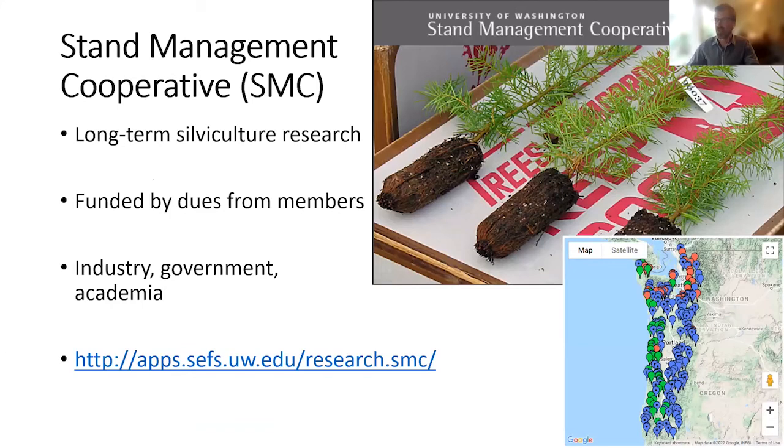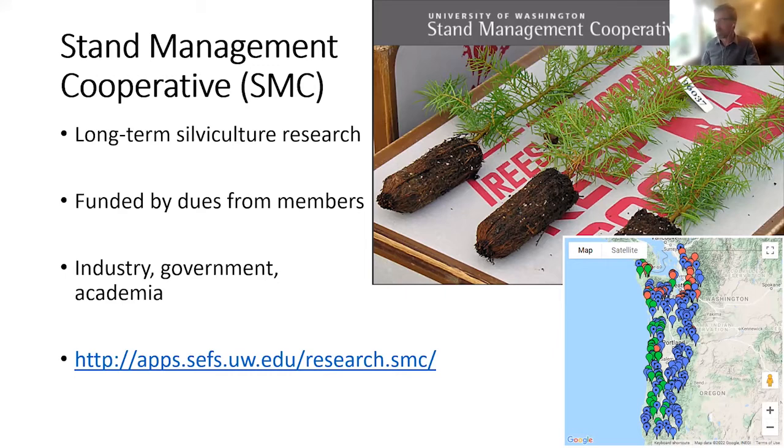Another applied example, the Stand Management Cooperative, is through the University of Washington. This is a long-term silviculture research project. It's been going for multiple decades now. And it's got a different structure than all of the other ones I'm talking about here, in that it is funded by dues that are paid by members. So you've got a lot of industry, you've got government agencies involved, and you've got academics involved. And they have the same sort of cooperative or coordinated distributed experimental approach.